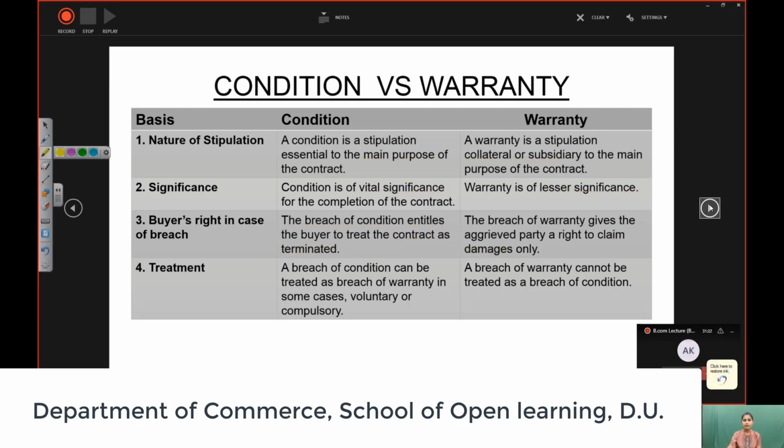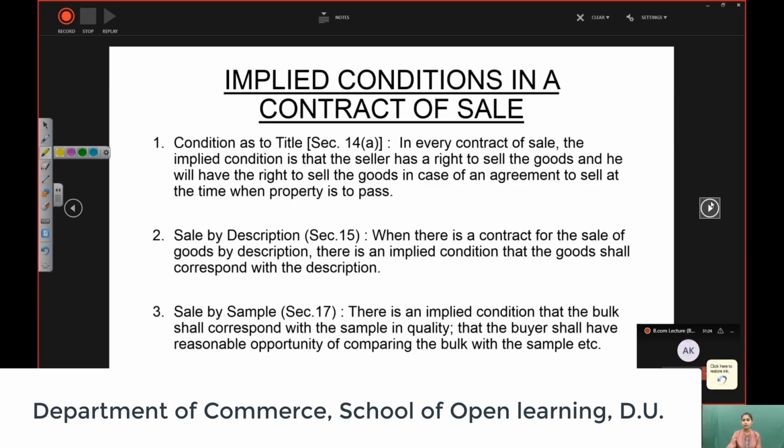So our next topic is implied conditions in a contract of sale. This is once again a very important question from the examination point of view. Many times this has been asked: what are the implied conditions in a contract of sale? What are the implied warranties in a contract? So let's understand.